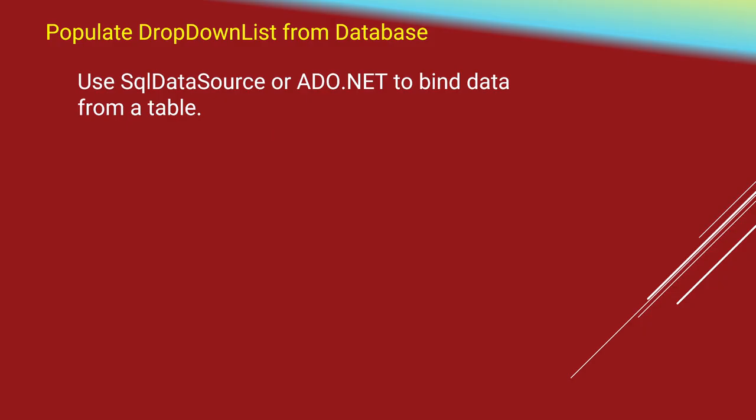For real-world applications, you will often populate drop-down list items from a database. This can be done using ADO.NET or the SqlDataSource control. This technique is especially useful when you want the list to reflect current data like categories or user roles.